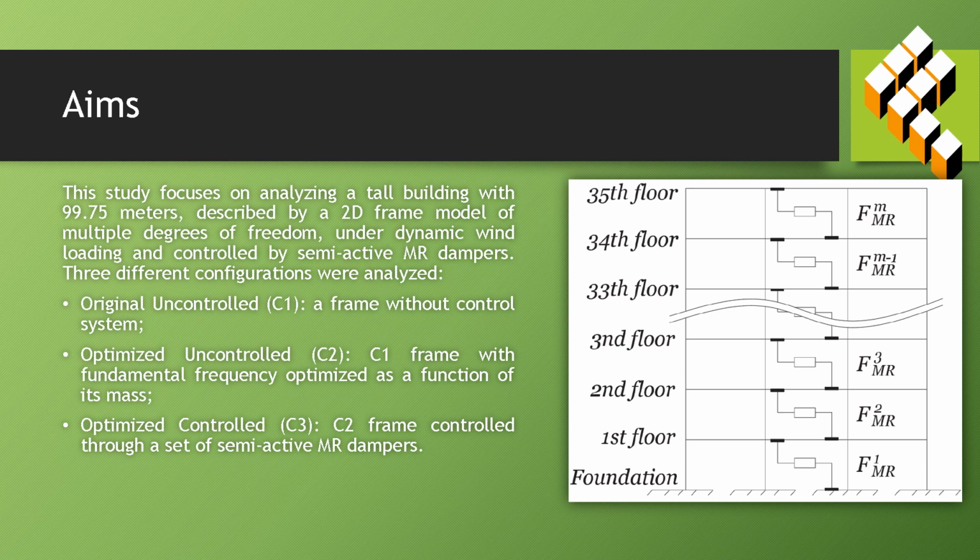Three different configurations were analyzed. C1 is a frame without control system. C2 is the C1 frame with fundamental frequency optimized as a function of its mass. C3 is the C2 frame controlled through a set of semi-active MR dampers.